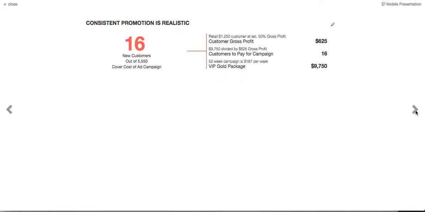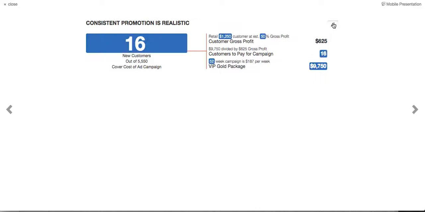Now look at this. That consistent campaign that I showed you over 52 weeks, all you need is just 16 customers. Just 16 customers to pay for the campaign. Well, how'd you get that? Well, take a look at the numbers here. The campaign is $9,750. Now, it's based upon a gross profit of $625 per additional customer. But let's make this germane to your business. If you got a new customer, how much would they spend over a year's time? All right, think about $1,500, okay?